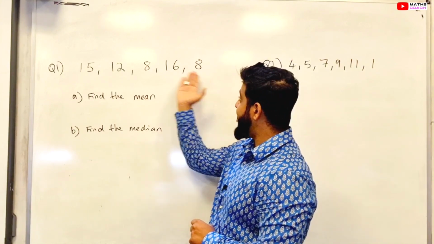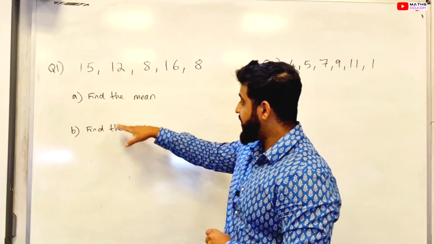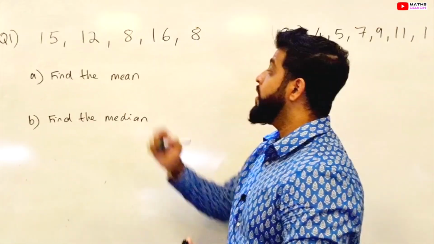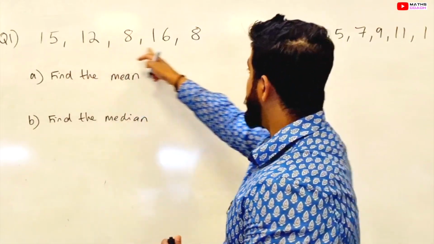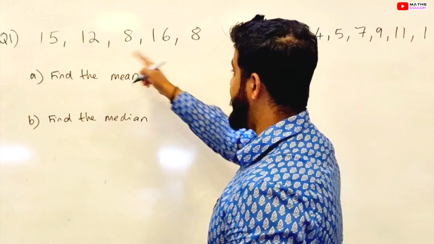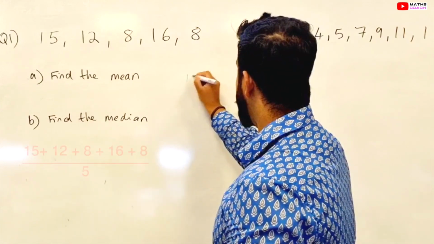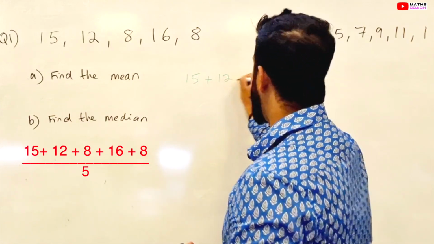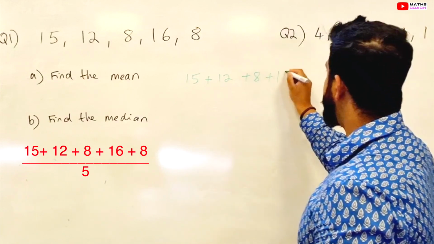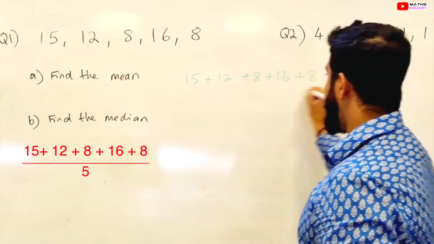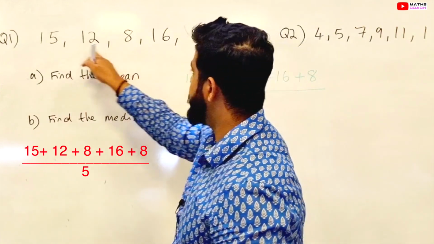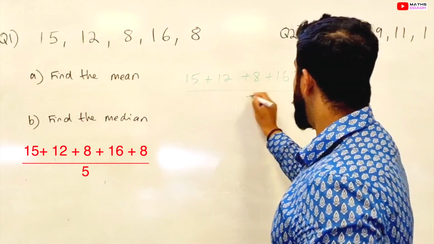As I've said, 8 is already the mode. Although it's not there, you could write this down separately. To find the mean, you will add up all of these numbers and you'll divide it by however many numbers there are. So we could do that here. So 15 plus 12 plus 8 plus 16 plus 8. And we will divide by 1, 2, 3, 4, 5. There are 5 numbers. So divide by 5.